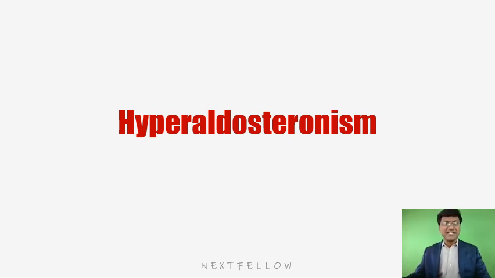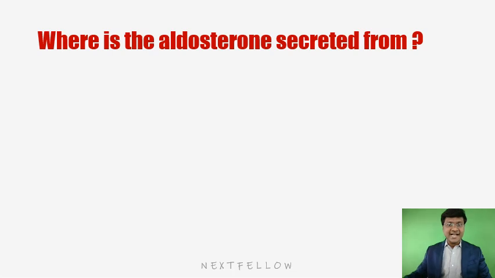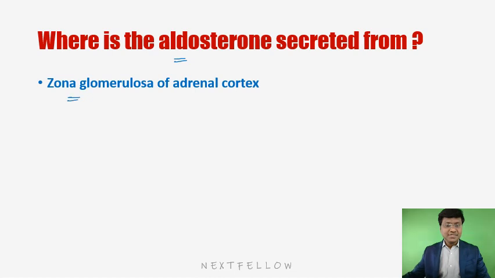In this session, I'll be doing a quick recap of the topic of hyperaldosteronism. So, first of all, you need to know where this aldosterone is secreted from. Aldosterone is secreted from the zona glomerulosa of the adrenal cortex. The adrenal cortex has three layers: zona glomerulosa, fasciculata, and then reticularis. Zona glomerulosa produces aldosterone, zona fasciculata produces corticosteroids, and zona reticularis produces the weak sex hormones.